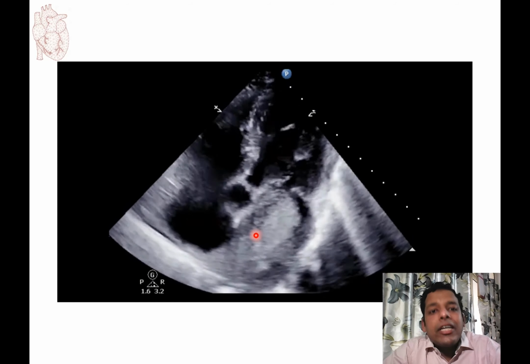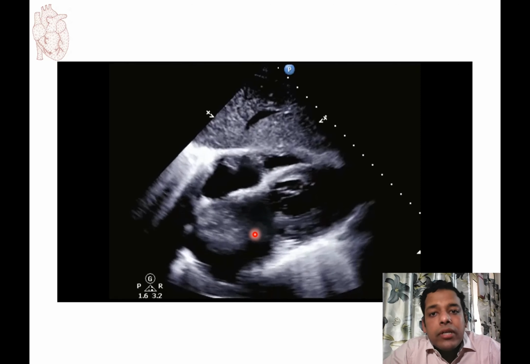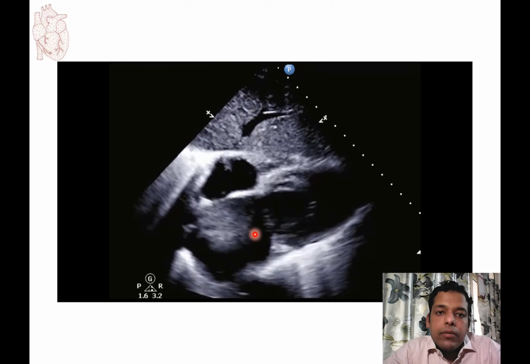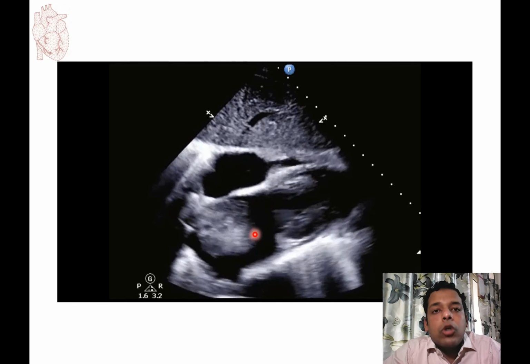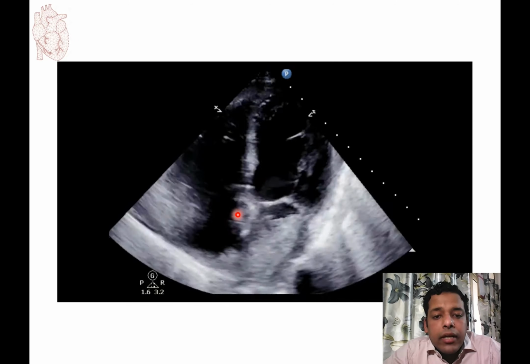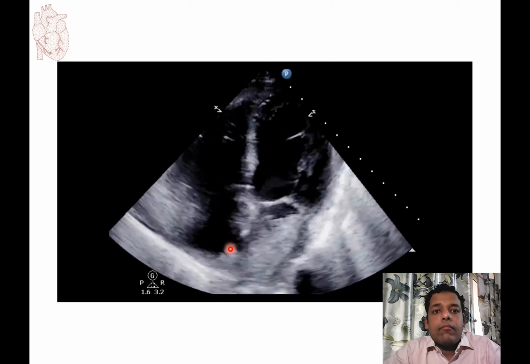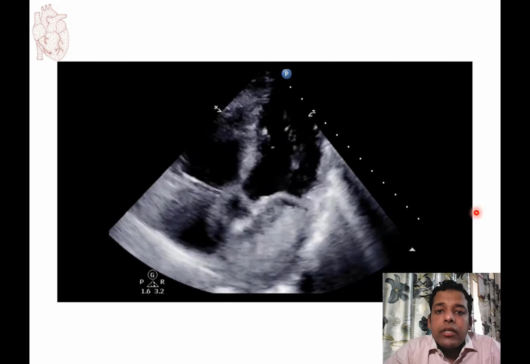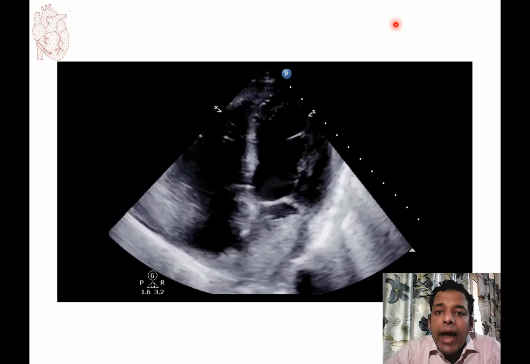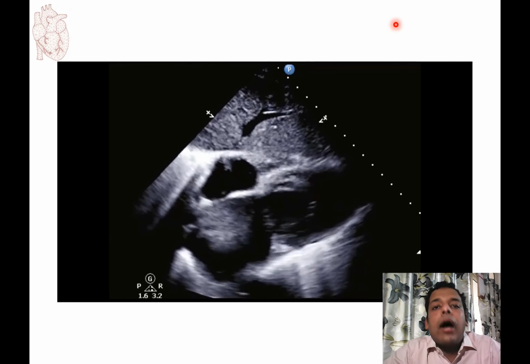A myxoma is the most common cardiac tumor, accounting for 20 to 30% of intracardiac tumors. Its most common location is the left atrium, with the attachment site in the interatrial septum. The tumor can obstruct the atrioventricular valve and produce a tumor plop that is heard on auscultation after the second heart sound.